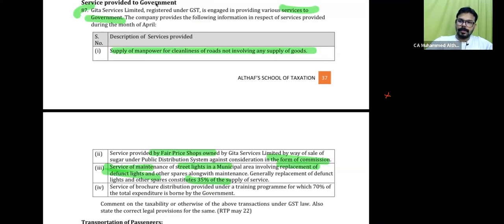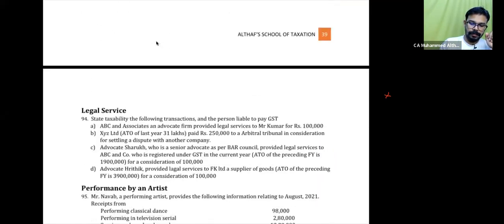And the fourth one taxable or exempted. Fourth one taxable or exempted, everyone. Exempted, isn't it? This is taxable because the training program will be exempted if the government contributing more than 75%. Here the government is contributing only 70%, which is less than 75%. So that is taxable. Clear? Okay, fine.